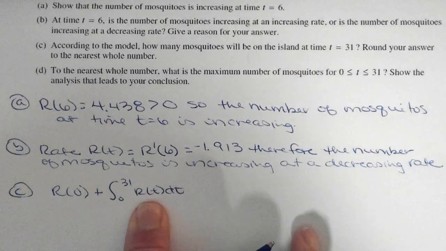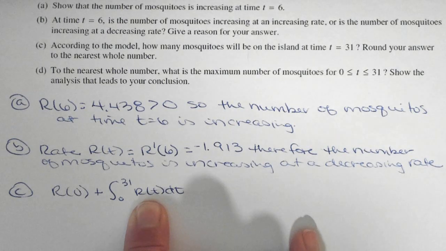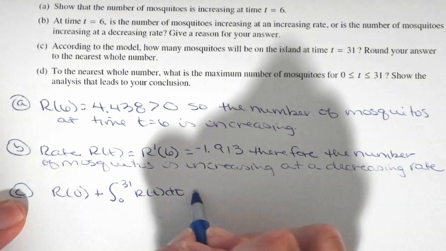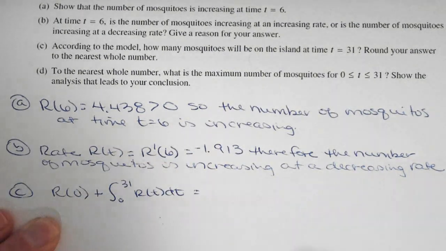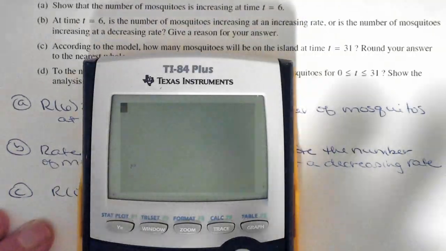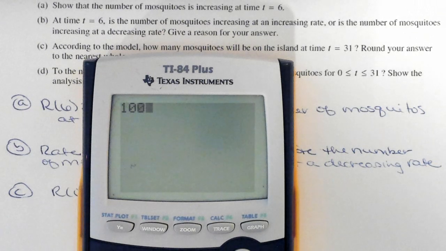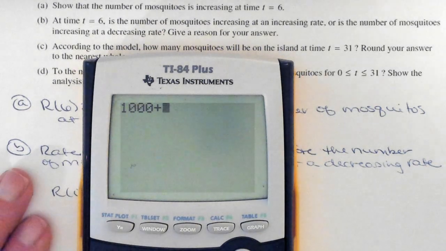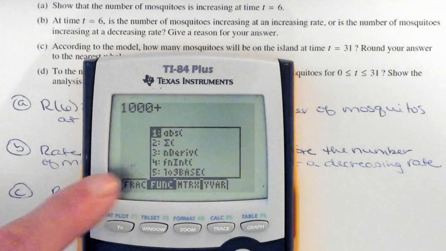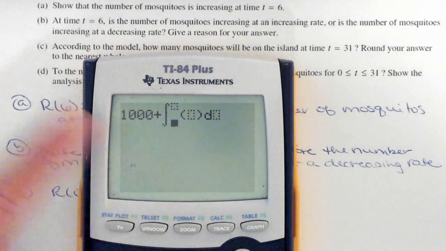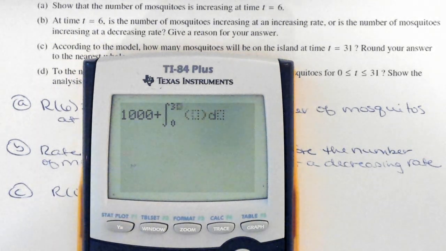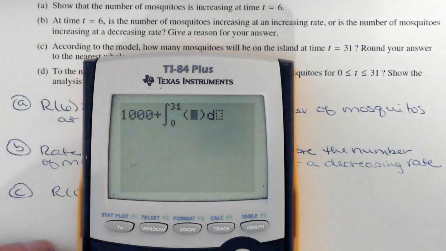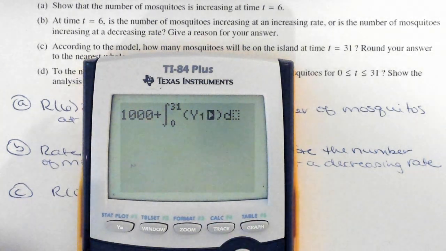Do I have to rewrite that function? It's already defined in the problem, so I'm good to go. So we know that this is 1,000. If I go into my home screen and I have my function in the calculator already, I'm going to type in 1,000 here, plus you go in and grab your definite integral, which is option 4. We're going from 0 to 31, and our function is where? Yeah, it's in y sub 1. So I'm going to go into alpha trace, grab y sub 1 with respect to x.